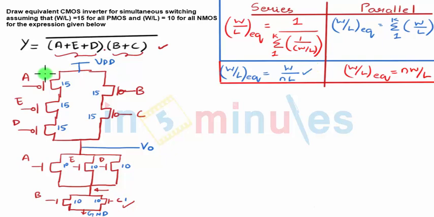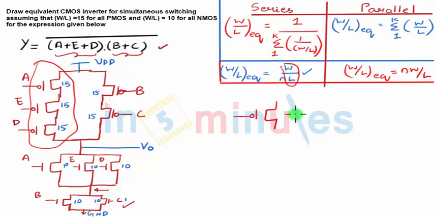So let's start with the first. These three transistors are connected in series and have the same W by L. So it's nothing but replacing it with an equivalent PMOS whose W by L is nothing but the W by L of the existing one, that is 15, divided by N. There are three transistors, so 3. So this branch equivalent is shown by 15 by 3.